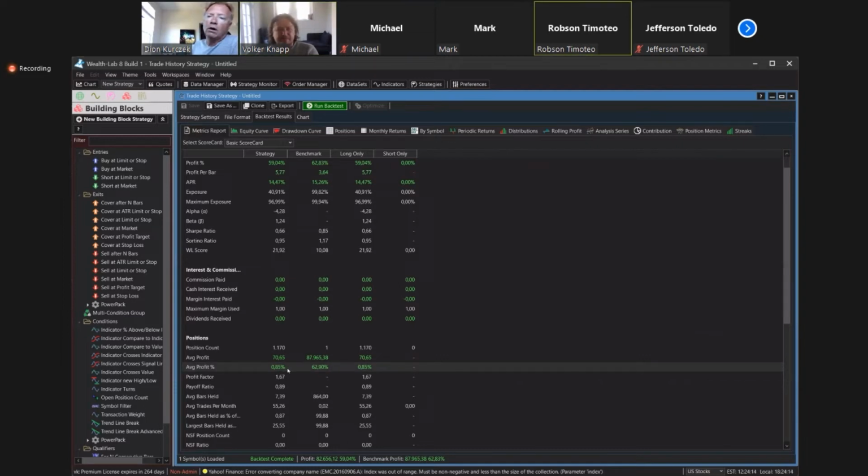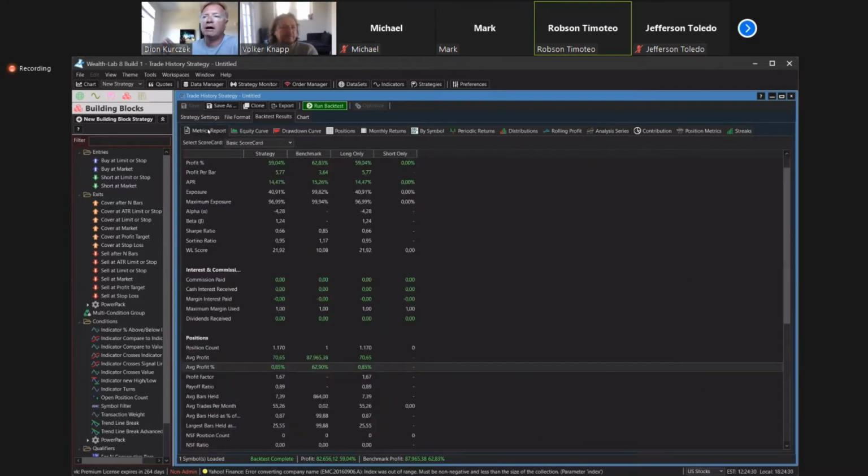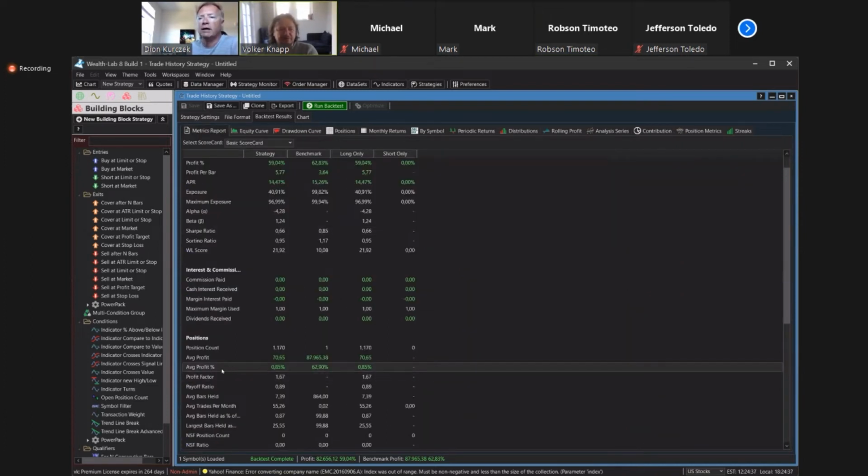Okay, but what we're looking at in the other tab is the profit percent of each of the trades, all averaged together. So what you want to look at in the metrics report is the positions average profit percent. Yeah, you had it there, 0.85. Yeah, that was the one. So that's the average profit percent. This has been our benchmark for the average. This is with all the trades. So now if we go back to the analysis series, let's see.